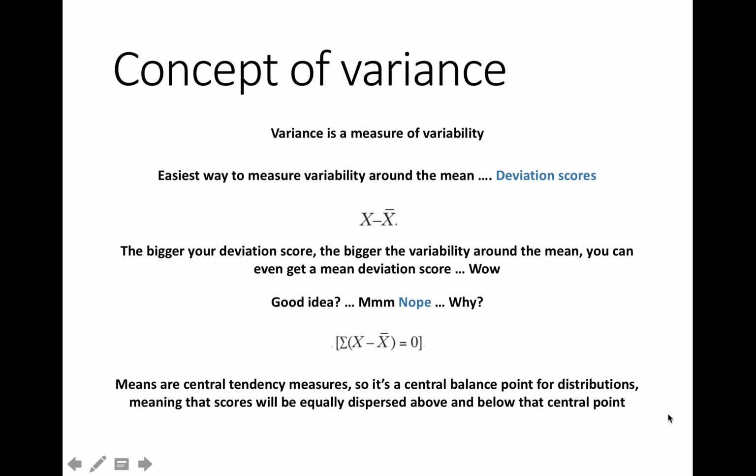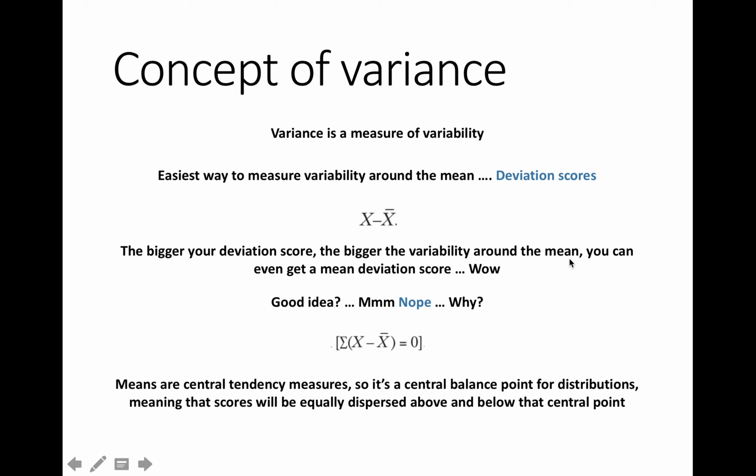Now we'll get into a little bit of the concept of variance. Variance is a measure of variability. The easiest way to measure variability around the mean is by using deviation scores. A deviation score is nothing else than the score of a participant minus the mean. It's the difference between the score of the participant and the mean of the group. So the bigger your deviation score, the bigger the variability around the mean.